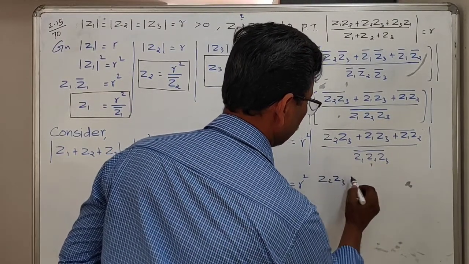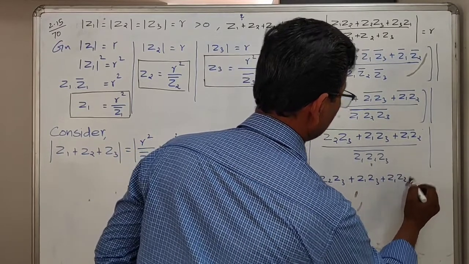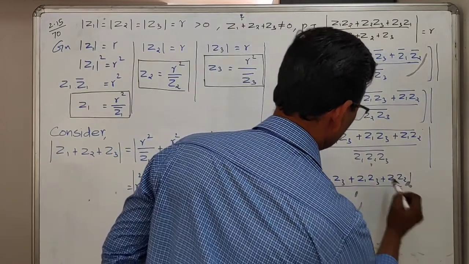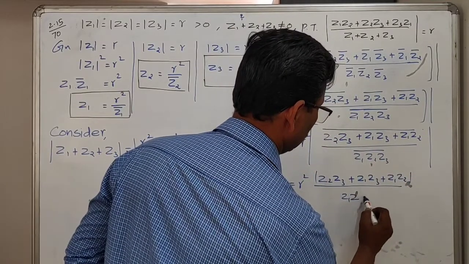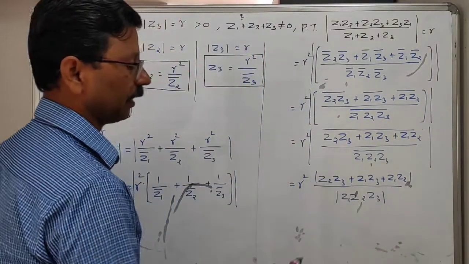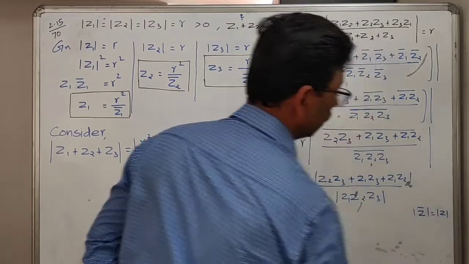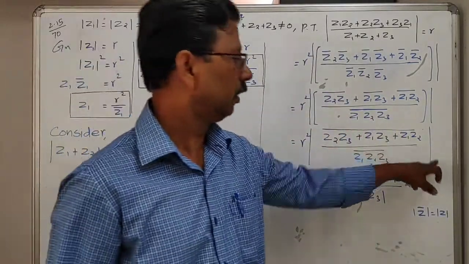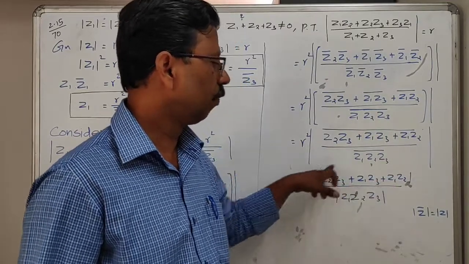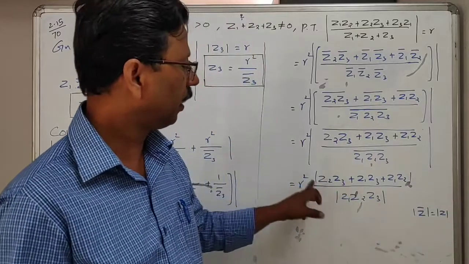Z2 Z3 plus Z1 Z3 plus Z1 Z2 modulus by, you can write modulus of Z1 into Z2 into Z3, because we know this result, that is modulus Z bar is equal to modulus Z, as I already told. Therefore, inside the modulus you have this conjugate that is equal to modulus of that complex number. That conjugate not necessary. Modulus Z bar equal to modulus Z. Based on that I have written.